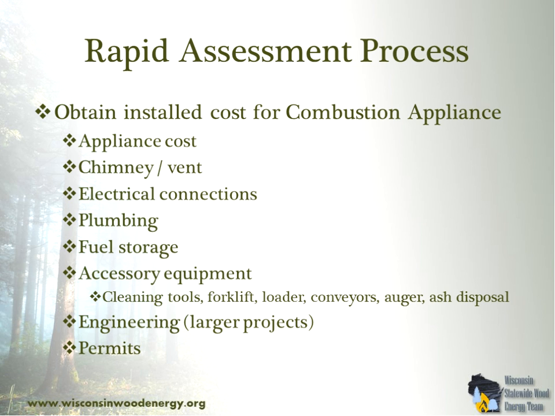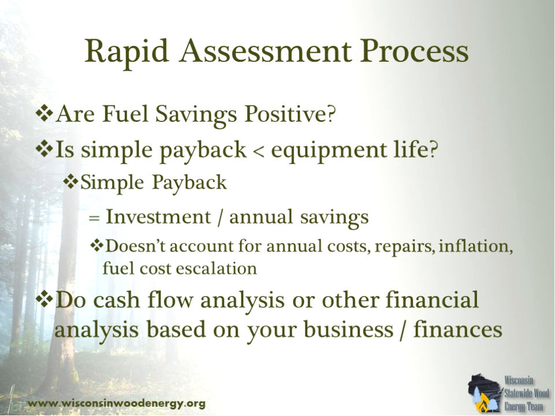So some of the costs that are going to be involved with this, we're going to have the cost of the appliance, chimney or vent. Sometimes that's included with the cost of the appliance, sometimes it's separate. We're going to have electrical connections, we're going to have plumbing, most times it's a boiler, not a furnace. We're going to have fuel storage. So even if you're just doing wood pellets in a bag, you still have to have a place to put them. Then we have accessory equipment. We probably need some cleaning equipment. If we've got heavy stuff, we need a fork truck or a loader, conveyors, augers, ash disposal.